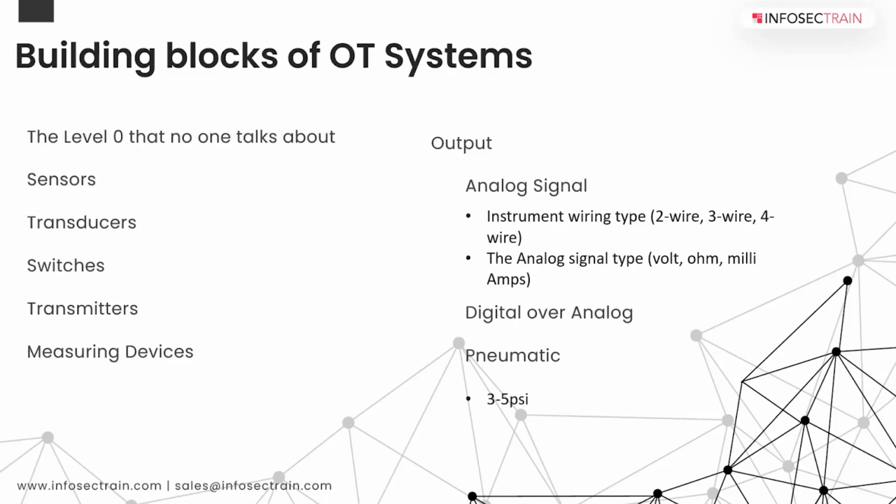There's always this level zero where the process is happening and there are sensors. But what are they? So, the level zero that no one talks about. These are sensors, transducers, switches, transmitters, and different kinds of measuring devices. They sense and provide some output.